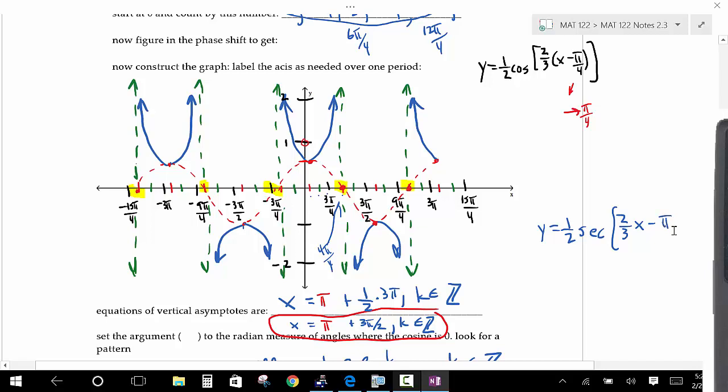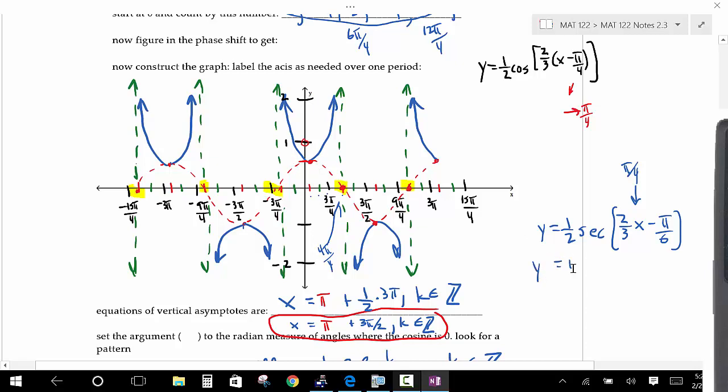Now, after you go through this, it's easy to be not very confident in what you've done here. So you can take any point on here, any of these key points, like this one at pi over 4. And we would like to see if we plugged in pi over 4, which is this point, do we get a y value of 1/2? So let's work that out and see what we get.